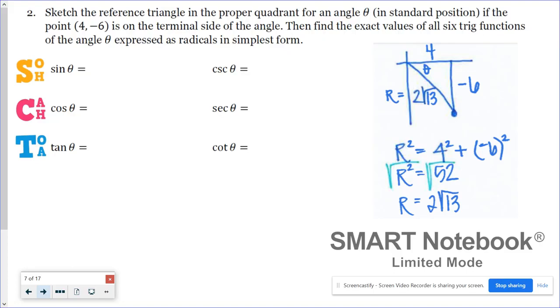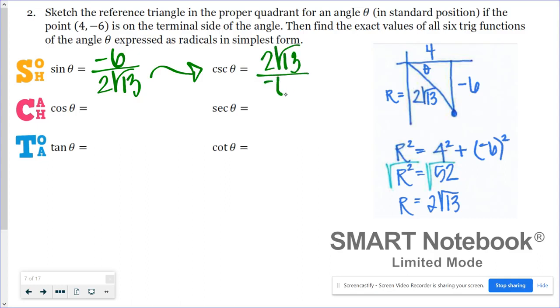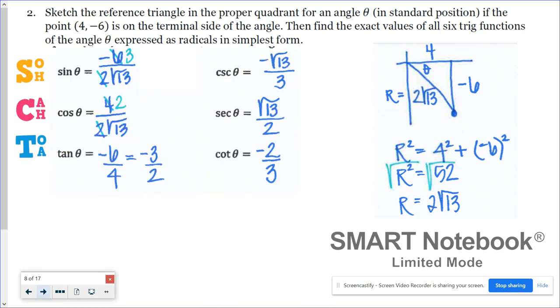So sine, as we know, is opposite over hypotenuse. So that'd be -6 over 2 root 13. And then we simply flip to find the reciprocal. So cosecant would be 2 root 13 over -6. So I'm just going to go about finding the initial ratios for all of these, and then I'll worry about simplifying them. Okay, boom.